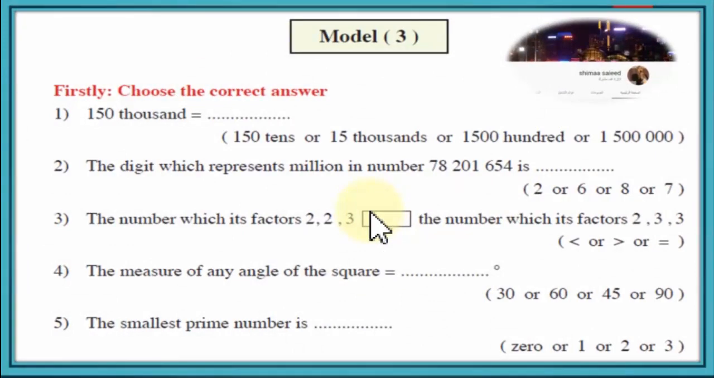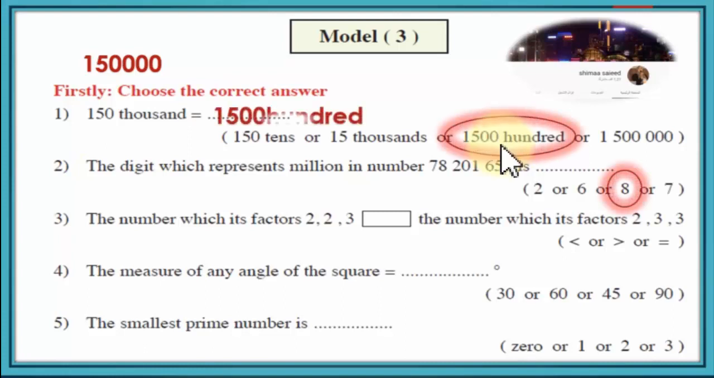Now with model test 3. Firstly, choose the correct answer. 150,000 equals, which one? 150,000. Excellent. Equals 1,500 hundredths. What about the digit which represents million in the number 78,201,654? 8 here is in millions place.